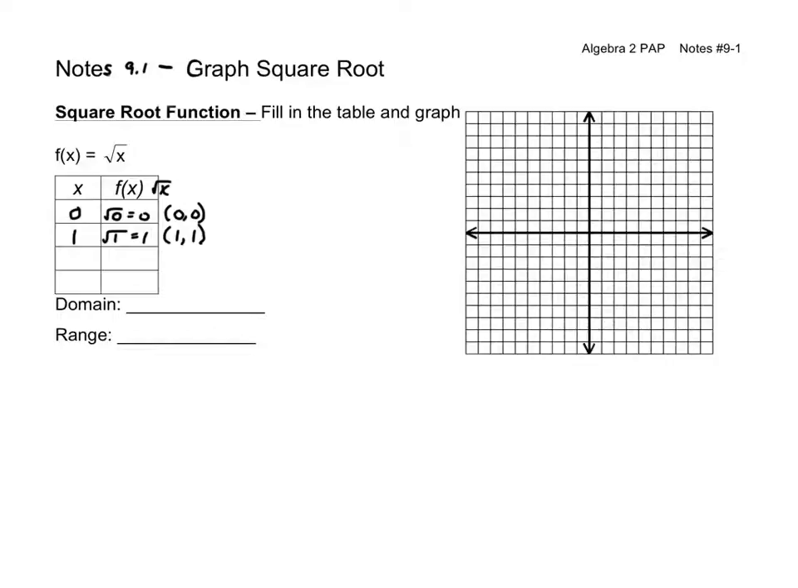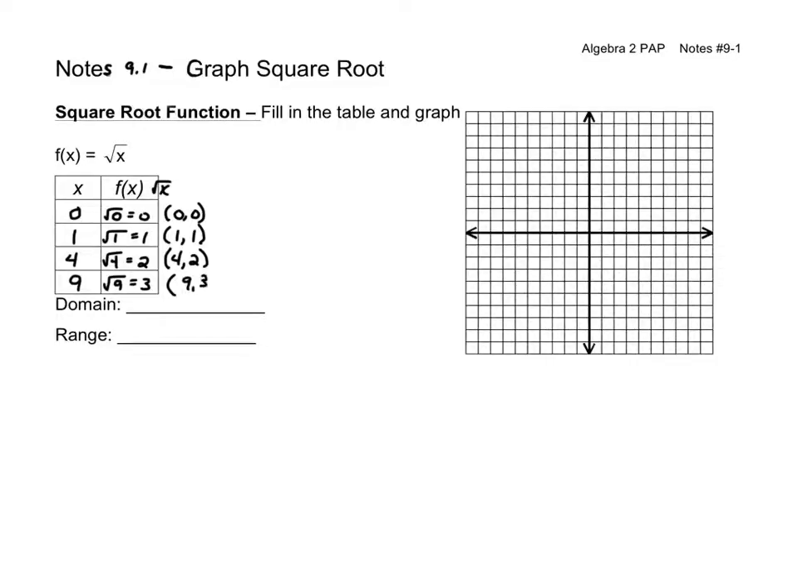Then we have the square root of 4. I could have picked 2 and 3 as x's, but I can't take a nice even square root of those. So I'm going to jump to 4. So I get a 2 when I take the square root of 4. So I'll have the point (4, 2) on my graph. And then the last thing that will fit on the graph that I can take the square root of is 9. And so the square root of 9 is 3. And now I've got 4 points.